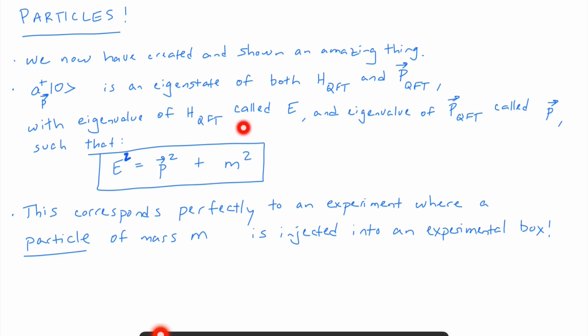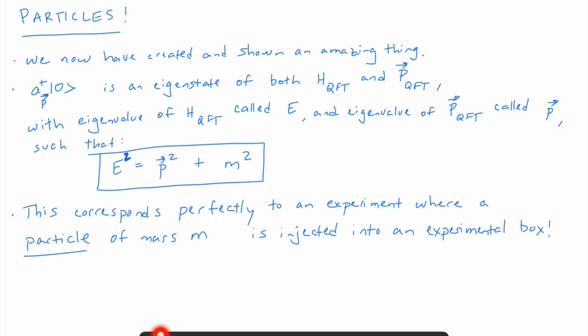This is one of the most important famous formulas in all of physics, kind of not expressed as E equals mc squared, but just over here. We know that all real things that move in the universe, according to all of our experiments, and Albert Einstein, follow this beautiful formula: momentum squared plus some number squared called a mass squared is equal to E squared. This corresponds perfectly to an experiment where a particle of mass m is injected into our experimental box.